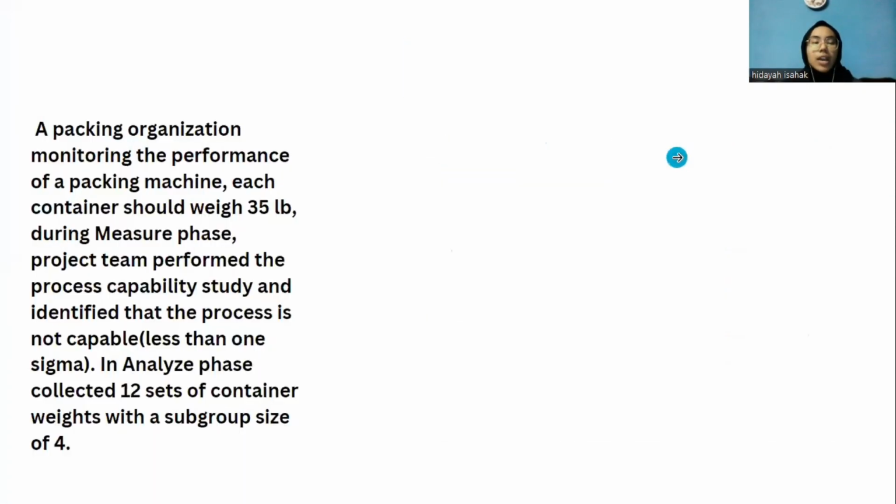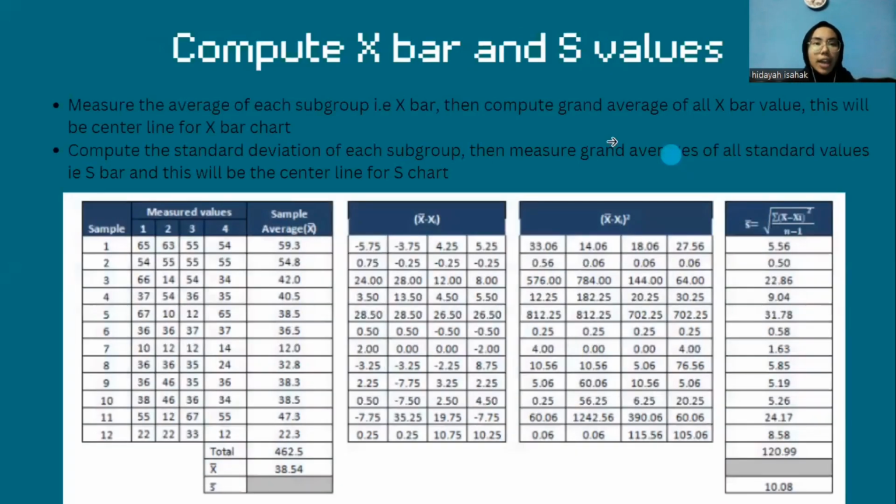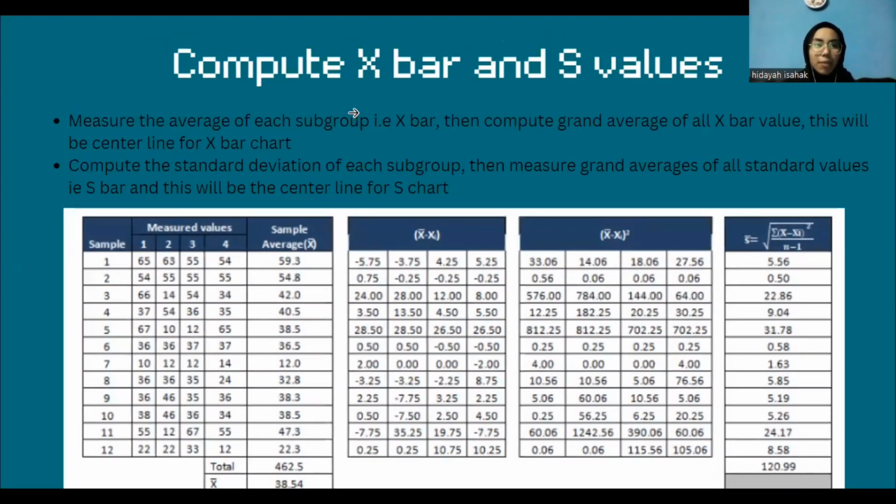So, just now, we studied the steps to construct the chart. Now, we have to practice it in this example. Same as the steps, we need to measure the average of each subgroup, example X bar, then compute the grand average of all X bar values. This will be the center line for the X bar chart.